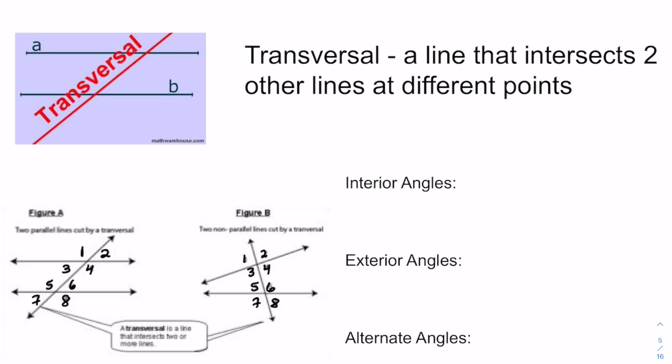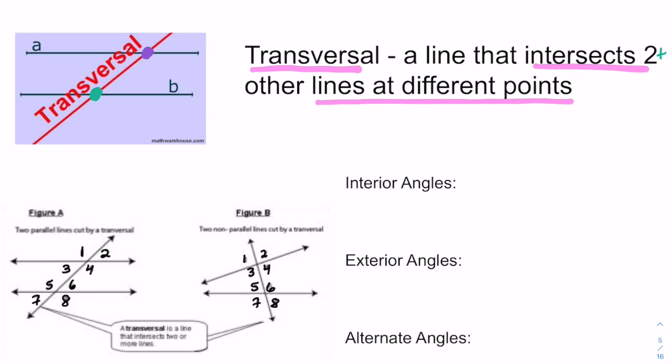So for our grade 8 standard, we're going to look at special angle pairs formed when we have two lines cut by a transversal. So in the picture at the top, the red line is a transversal. It intersects line A at the purple point. It intersects line B at the green point. So since the red line intersects line A and line B in different points, we would call it a transversal. A transversal is a line that intersects two or more lines at different points.